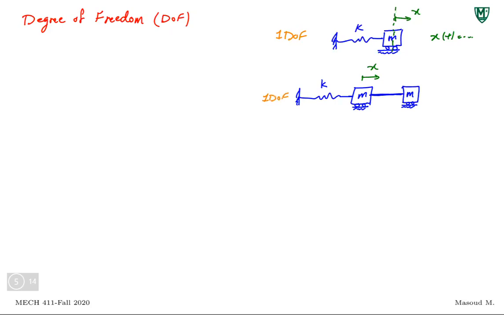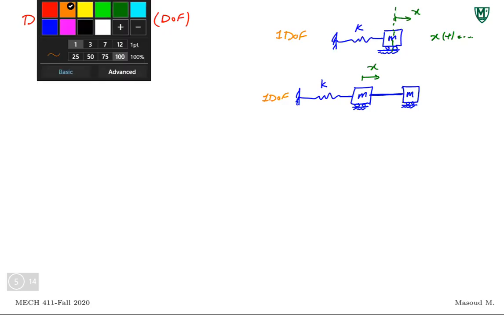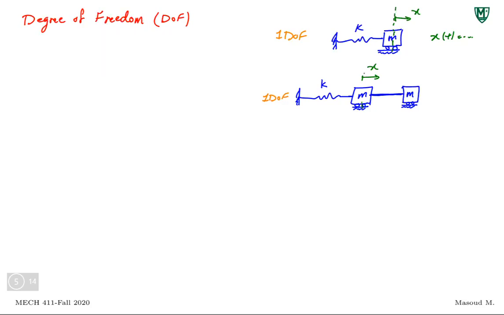Because as long as I know x, that x could be either x for this mass, or an x for the other mass, or an x in the middle of this rod, anywhere. This is a rigid body. Think about it. They're attached together. They move together. So it's still 1 degree of freedom. I need only one independent variable to describe this motion.